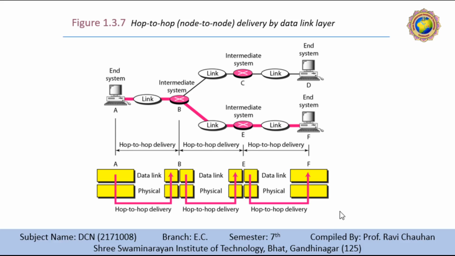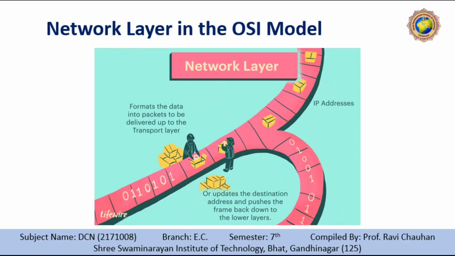So what is the next layer? First is physical, second is data link, third is, yes, the network layer. So what is the network layer in our OSI model? As you can see in this figure, there are some key points written there, such as IP address, format of the data in packets, destination address, and source address. Fine. So it is one type of delivery of packets.